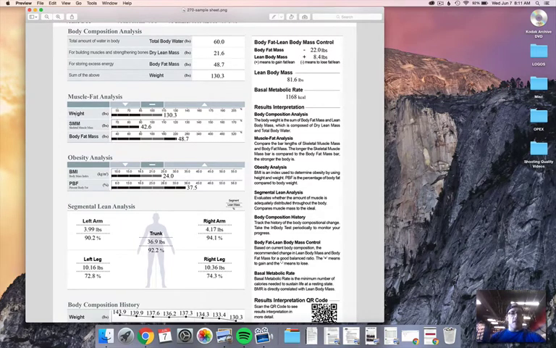For the muscle fat analysis, you have your weight, your skeletal muscle mass, and your body fat mass. And this arrow right here, the down arrow, that's below average. The up arrow is above average, and this straight line is average. And you see 100, 100, 100, and then all these numbers. That's basically 100 is average. Below 100 is below average. Above 100 is above average.